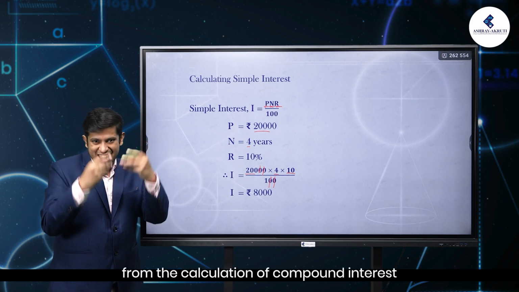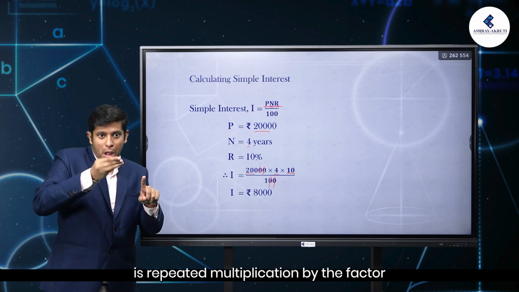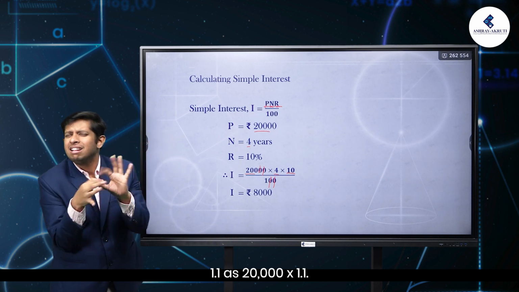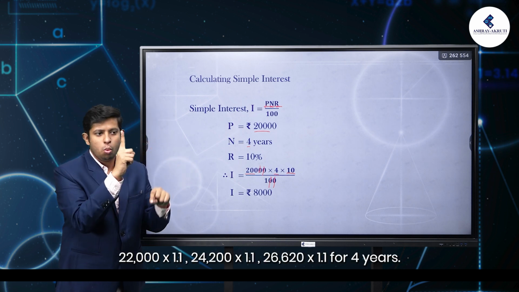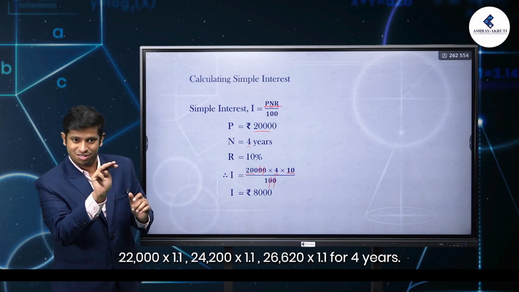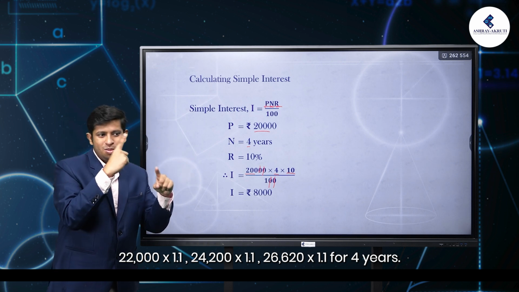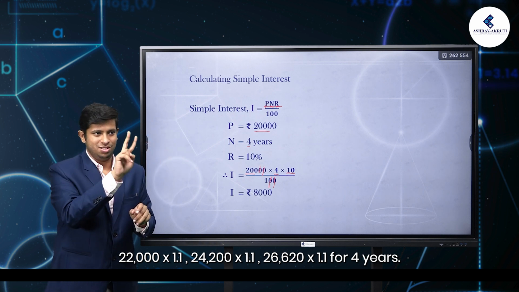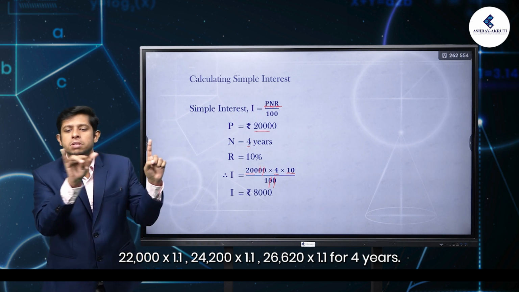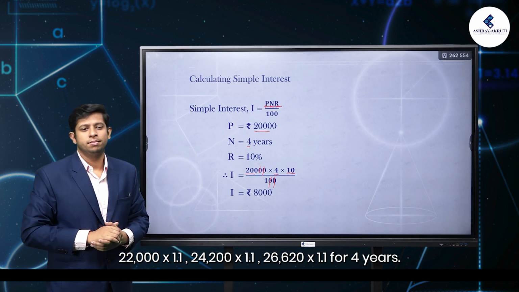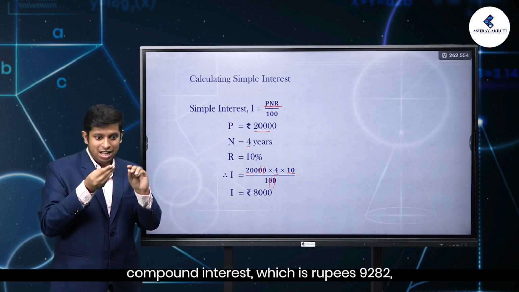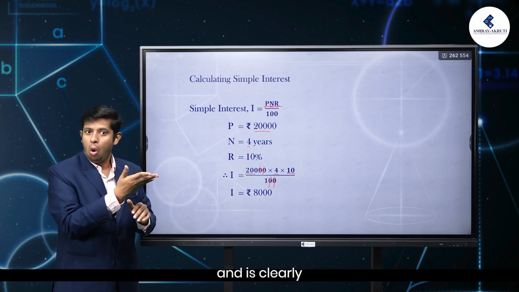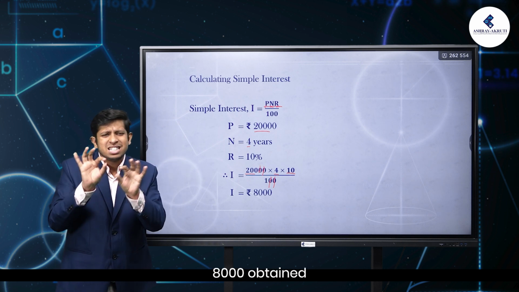What we observe from the calculation of compound interest is a repeated multiplication by the factor 1.1, as 20,000 into 1.1, 22,000 into 1.1, 24,200 into 1.1, 26,620 into 1.1 for 4 years. We also note that the compound interest, which is rupees 9,282, grows faster and is clearly more than the simple interest, which is rupees 8,000.